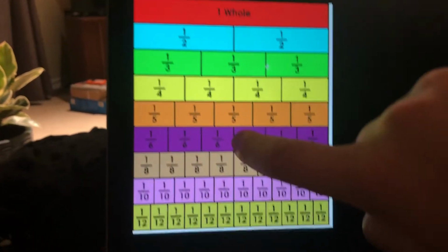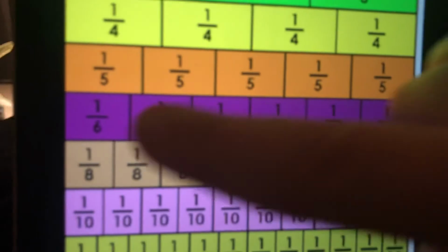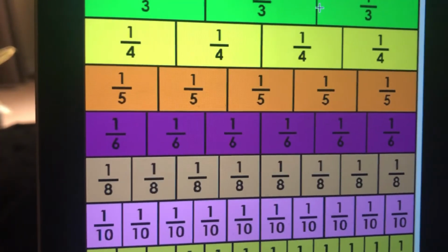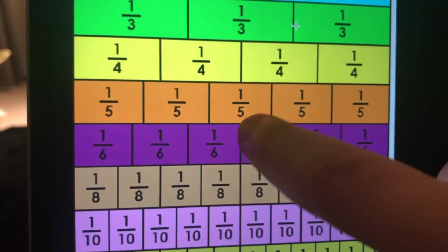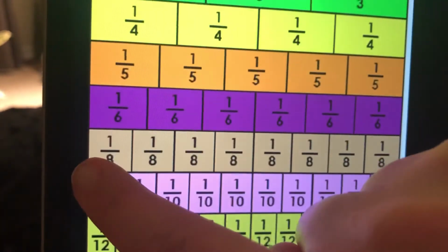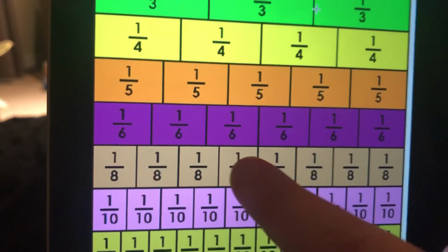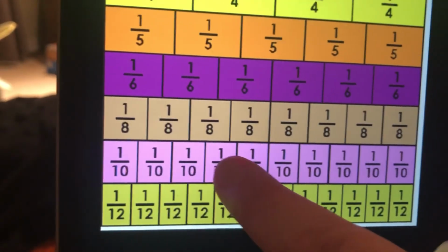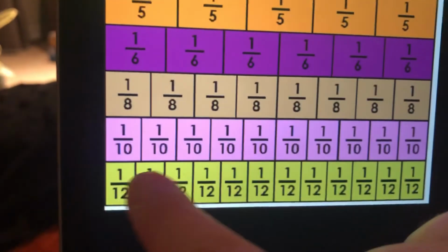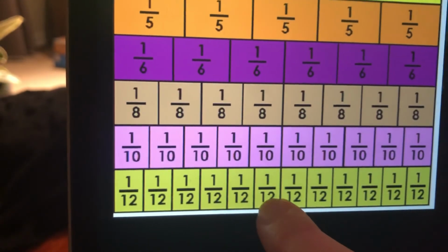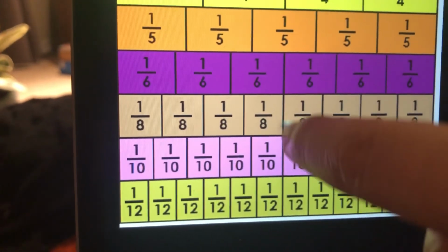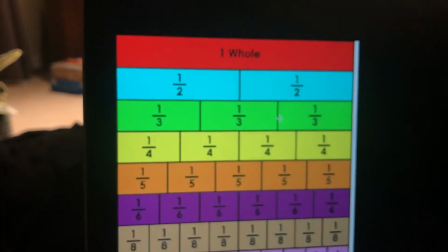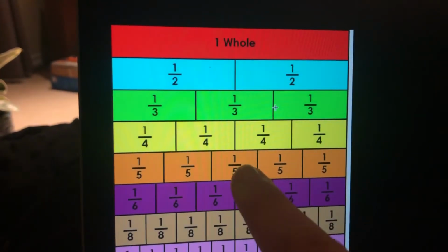Ooh, could I use 1/6 pieces? How many 1/6 pieces would I need to get half the candy bar? 3 of them. 1, 2, 3 of them would get me half the candy bar. And I could use 1/8 pieces. I'd use 1, 2, 3, 4/8 pieces to get half the candy bar. And I'd use 1, 2, 3, 4, 5 tenth pieces. And 1, 2, 3, 4, 5, 6 1/12 pieces would get me to this halfway mark. But I couldn't use the 1/3 pieces, and I couldn't use the 1/5 pieces.